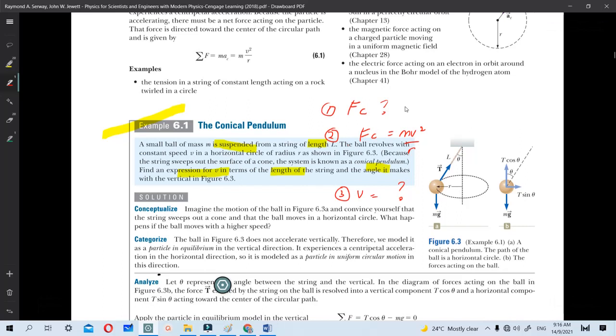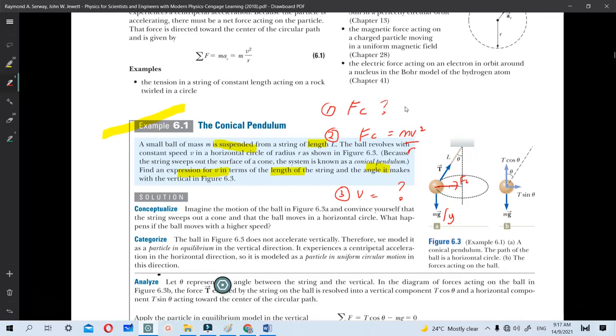According to the figure, there are two forces here. Number one is tension, because there is a string. Number two is weight. No issue, right? Weight is obviously in the y direction, so it would not contribute anything in the x direction. Why the x direction? Because this is the direction of the centripetal force towards the center.